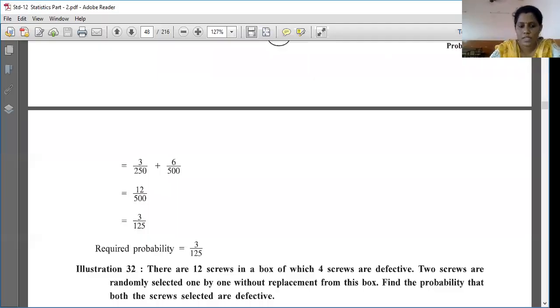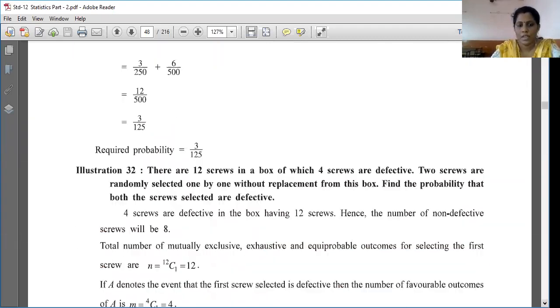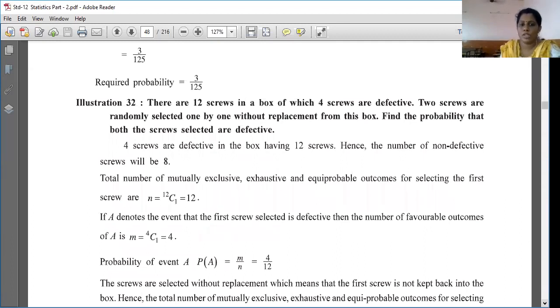Now your next illustration 32. The question is: there are 12 screws in a box of which 4 screws are defective. Total 12. Out of that, 4 are defective and 8 are non-defective. Now, 2 screws are randomly selected one by one without replacement. The important point is one by one without replacement. Now find the probability that both the screws selected are defective.